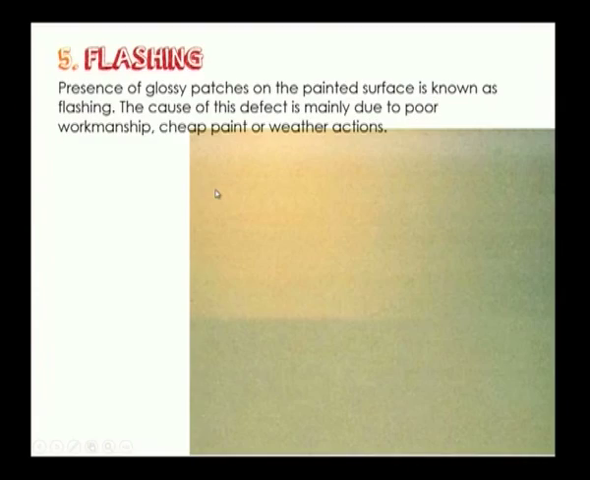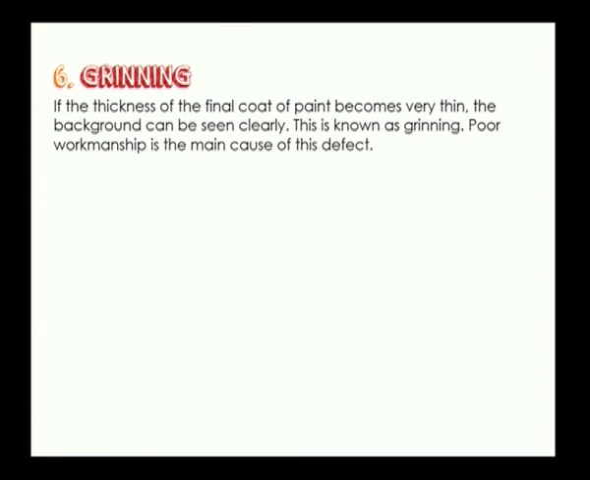Flashing. Presence of glossy patches on the painted surface is known as flashing. The cause of this defect is mainly poor workmanship, cheap paint or weather conditions. The next type of paint defect is called grinning. If the thickness of the final coat of paint becomes very thin, the background can be seen clearly. So, this is known as grinning. Obviously, the cause of grinning is poor workmanship, and this can be rectified by applying a more uniform layer of final coat, which is thicker than the previously wrongly applied coat.